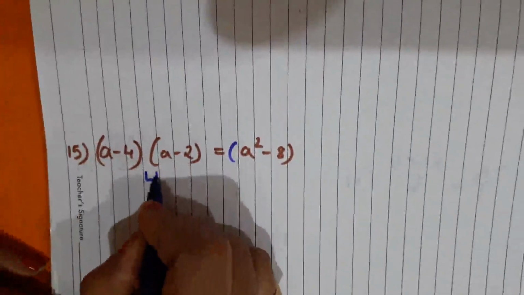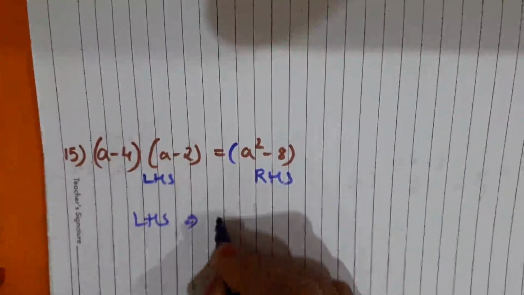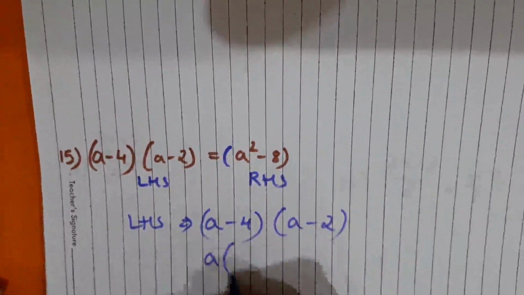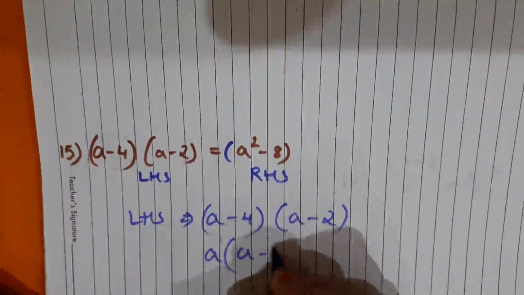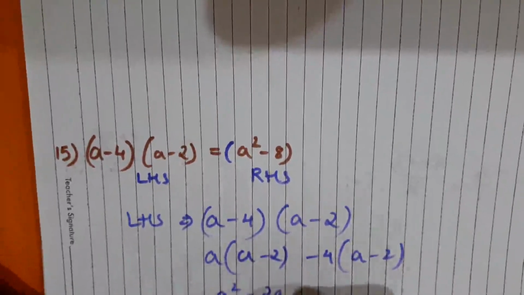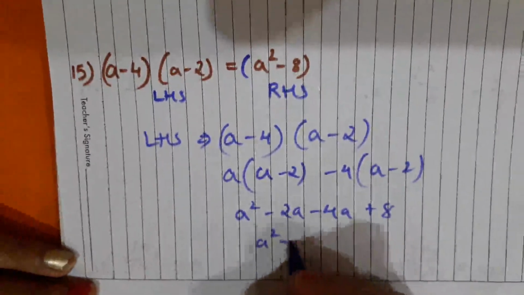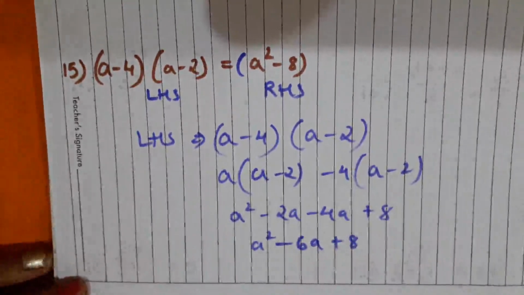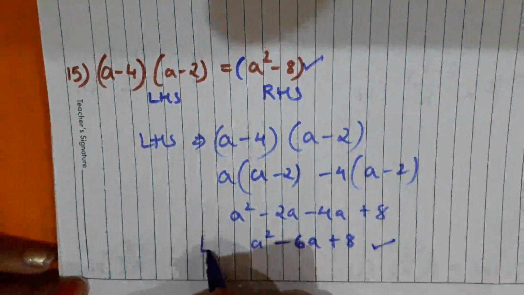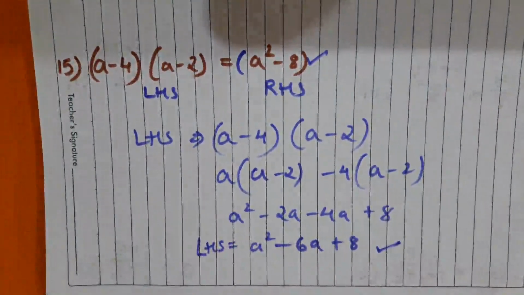So this is your leftmost side, this is your rightmost side. Let's solve the leftmost side. So (a minus 4)(a minus 2). So a is similar here: a squared minus 2a minus 4a plus 8. A squared minus 6a plus 8. So instead of this we want this in the right hand side. This is your left hand side, so we want this. So this is a correction. Okay, let's move to the next part.